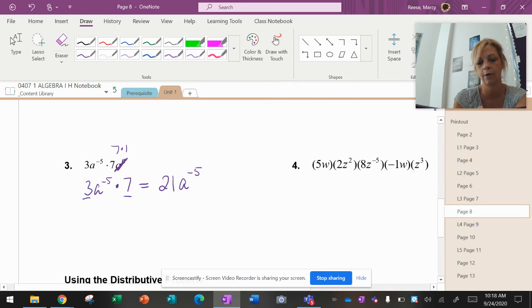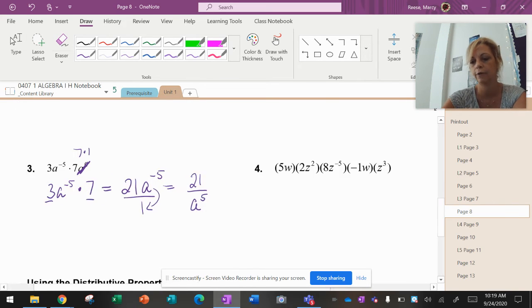And I don't like negative exponents. So did I say that in the directions? A lot of times they'll say only positive exponents, but you can pretty much assume that you are always going to give me my answers with positive exponents, okay? So again, the 21 stays on the top, and I'm going to do divided by a to the 5th.